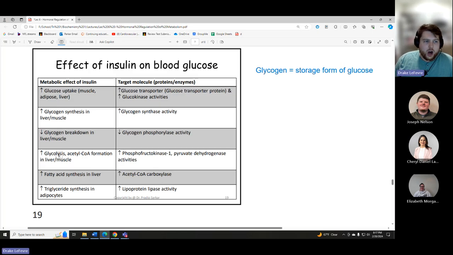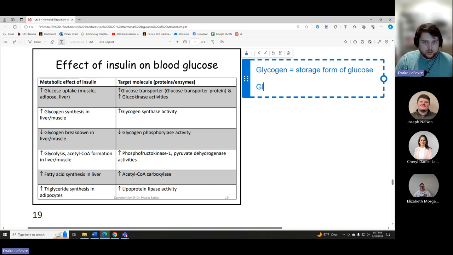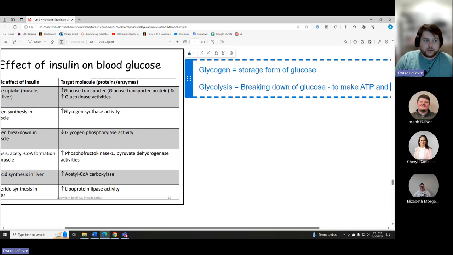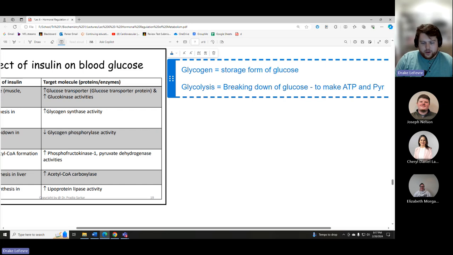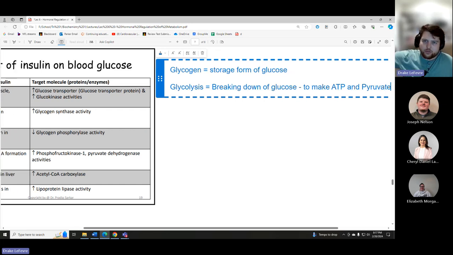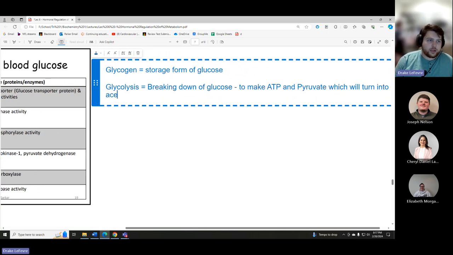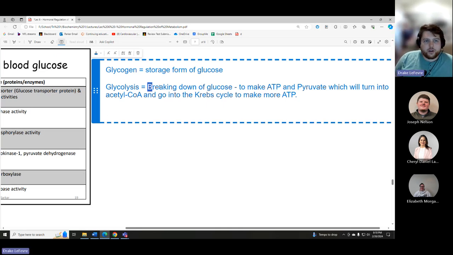We increase glycolysis. If we think about the breakdown of this word, glyco refers to glucose. Lysis, who remembers what lysis means? Breaking apart. Yeah, breaking down. Breaking down or apart glucose to make ATP and pyruvate. Again, we'll get into all of this later on down the road. I'm just introducing it to you now. So to make ATP and pyruvate, which will turn into acetyl-CoA and go into the Krebs cycle to make more ATP. Okay. So this is what you need to know right now. All of this will come later. Just introducing it right now.